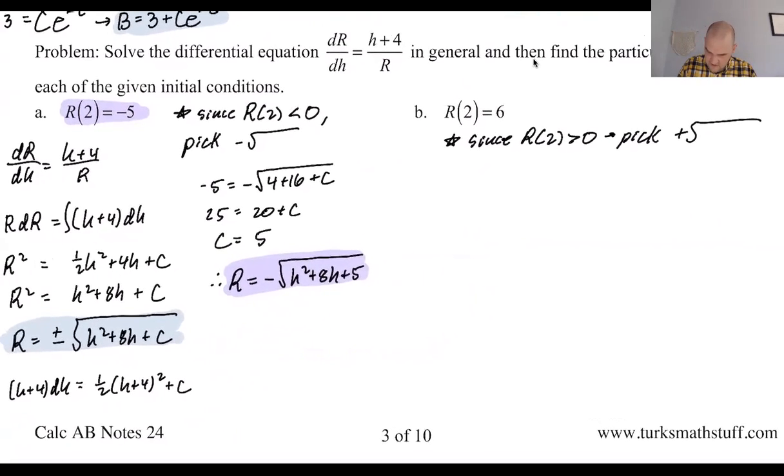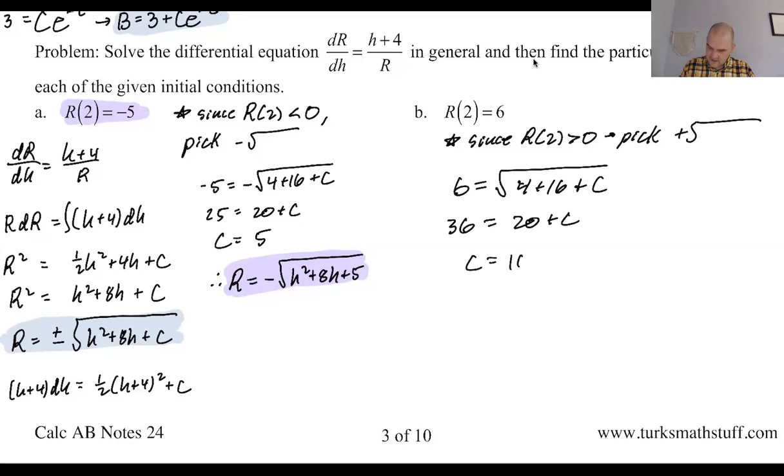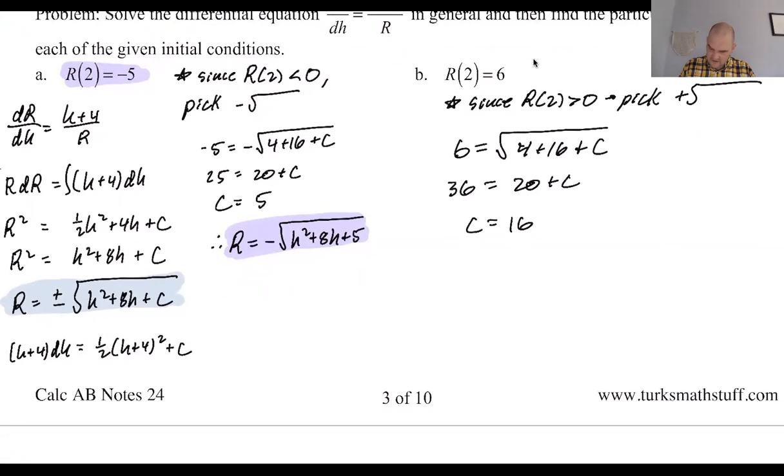So I'm going to say 6 is equal to the positive square root of h squared, not h, because I'm replacing h with 2. So it's 4 plus 16 plus c. So I can square both sides, get 36 equals 20 plus c. So I'm going to get c is 16. And that means, you have to remember that you pick the positive square root. So r is going to be the positive square root of h squared plus 8h plus 16.